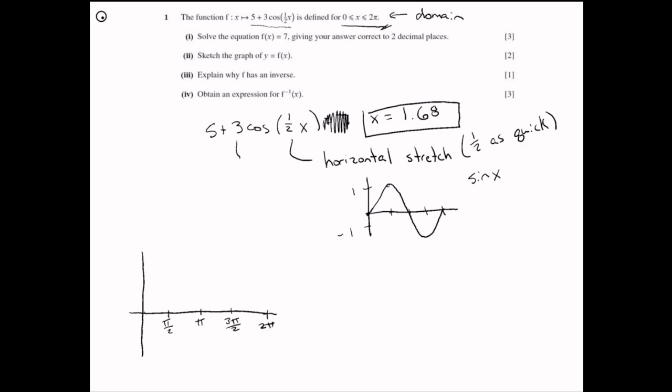And this 3, when it's multiplied with the cosine, would be a vertical stretch. When it's getting multiplied, it is vertical. And this vertical stretch pretty much decides how tall the graph will go.